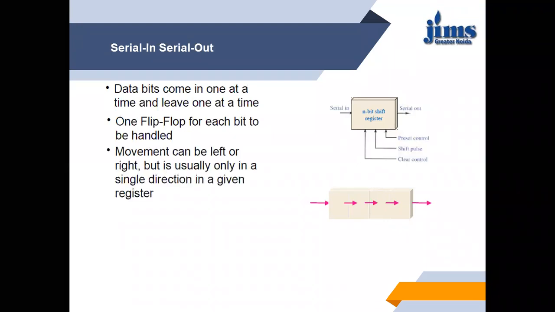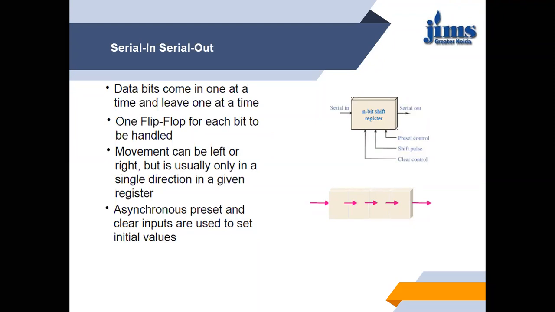Movement can be left or right, but is usually only in a single direction in a given register. So movement depends upon how you are doing your connections. But for a serial in, serial out, it will be either a shift left or a shift right shift register. The asynchronous preset and clear inputs are used to set initial values.